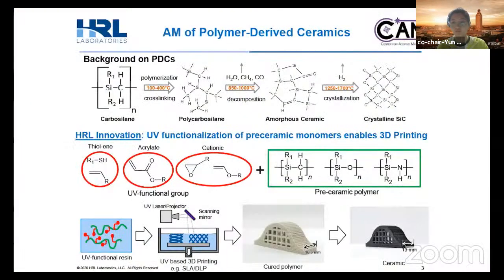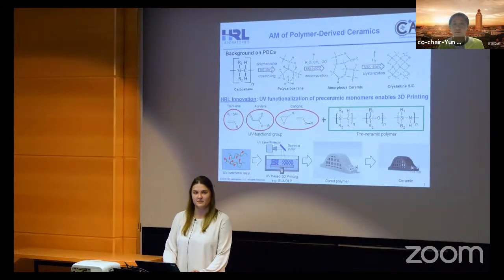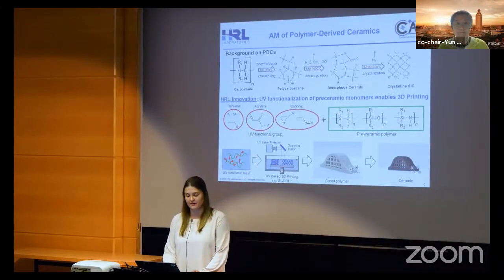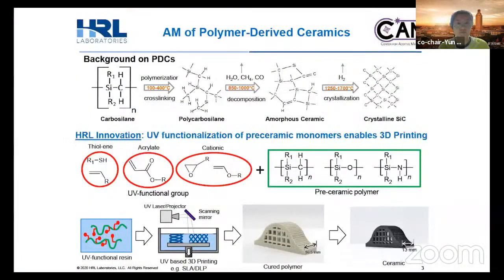For some background, there are certain silicon-based polymers that can undergo pyrolysis and crystallization to form crystalline ceramics. These are the polymer-derived ceramics. This type of ceramic forming method has been around for about 50 years and is widely used today to make ceramic fibers and ceramic matrix composites. Up until recently, these polymers have only been able to be cured through thermal curing, so the geometries available are limited.